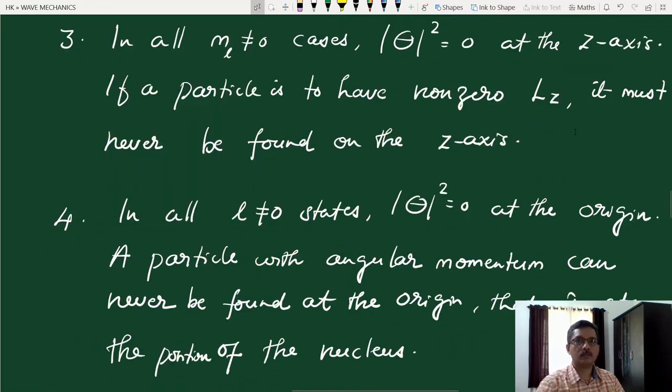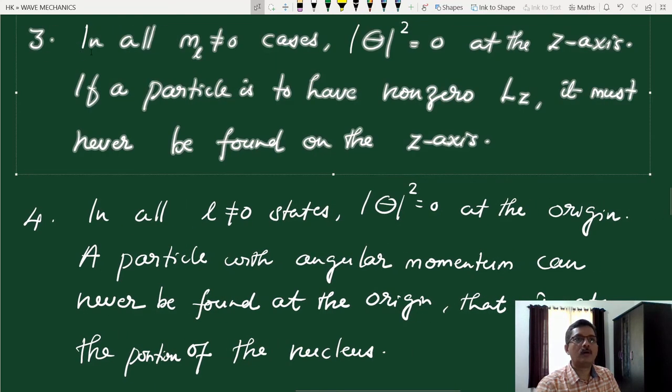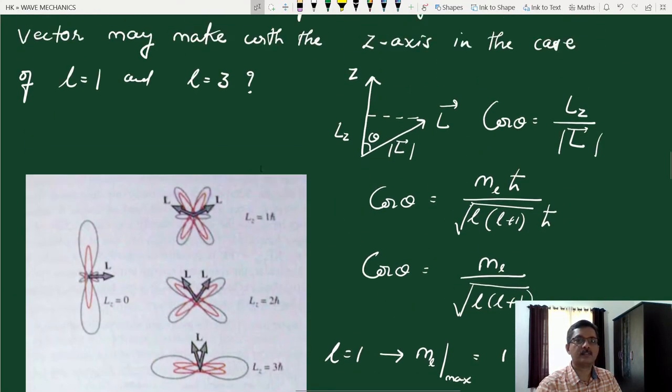Let's consider two more features of this variation of probability density with the angle. This is the third one. In all ml not equal to 0 cases, probability density is 0 at the z-axis. If a particle is to have non-zero Lz, that means non-zero ml value, it must never be found on the z-axis. So if the value of Lz is to be non-zero, that means ml non-zero, then the probability density is 0 at the z-axis. Let us see this in the figure here.